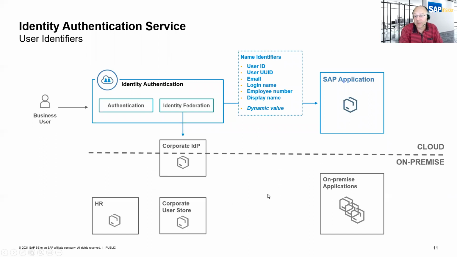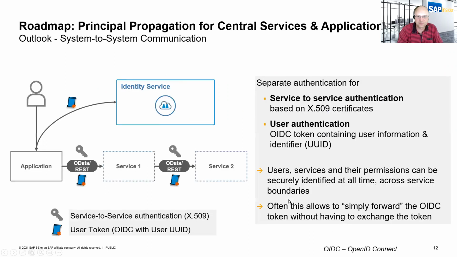Last but not least, for the name identifiers, identity authentication also offers dynamic values. Expressions can be established to create something like prefix values and concatenate them with another user profile attribute. This is highly beneficial in order to harmonize the integration with various SAP applications, which due to historic reasons have different requirements towards the identifiers that are used.